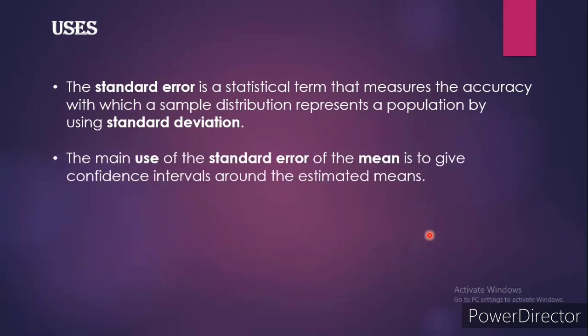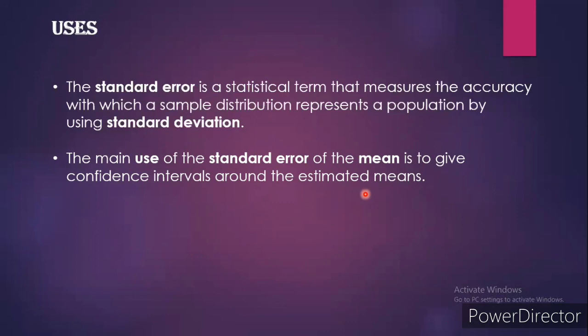The main use of the standard error of the mean is to give the confidence interval around the estimated mean. The standard confidence intervals are 0.95 and 0.99. Suppose in a calculation, the standard error of mean was found to be about 0.67. So this standard error of mean expresses the reliability of a statistic in the form of a confidence interval.